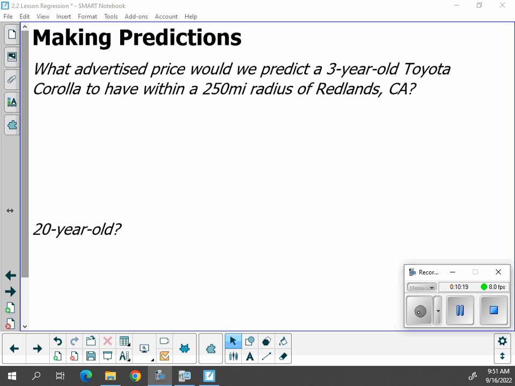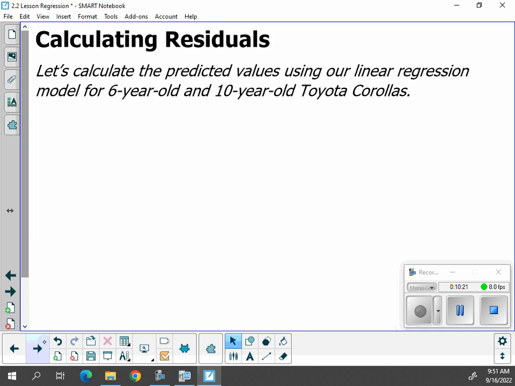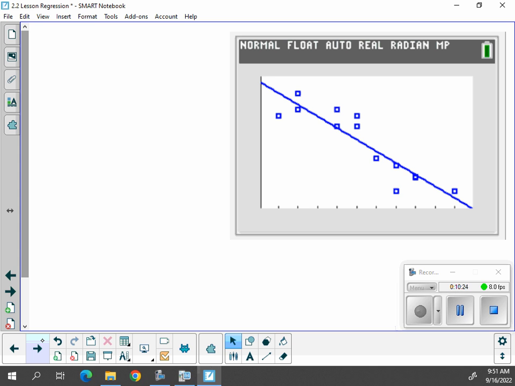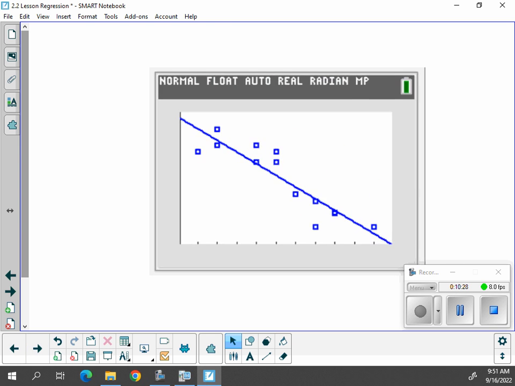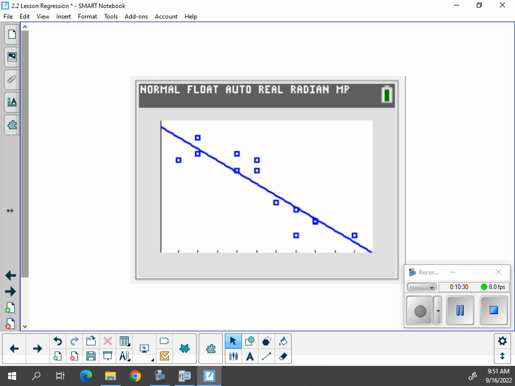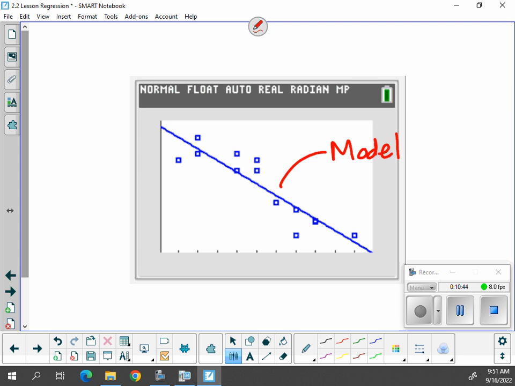So I'm going to skip a couple of these pages. We're going to do them together, but what I do want to talk about is the relationship between the line and the actual data points. So obviously the data points on here actually represent Toyota Corollas in our data set, how much they cost, how old they are, and then this line is a linear model. All we're doing is modeling this relationship. We could also call it a prediction equation because we can use it to make predictions.